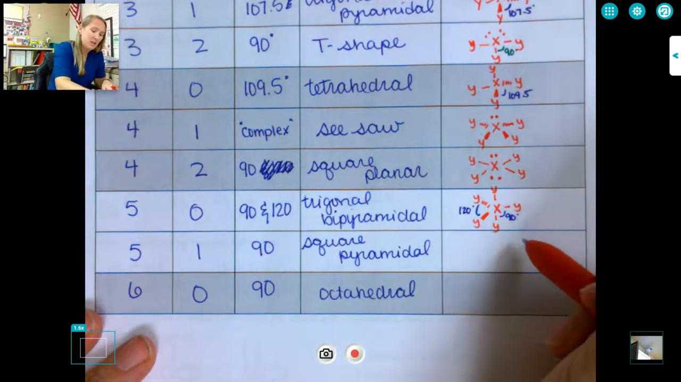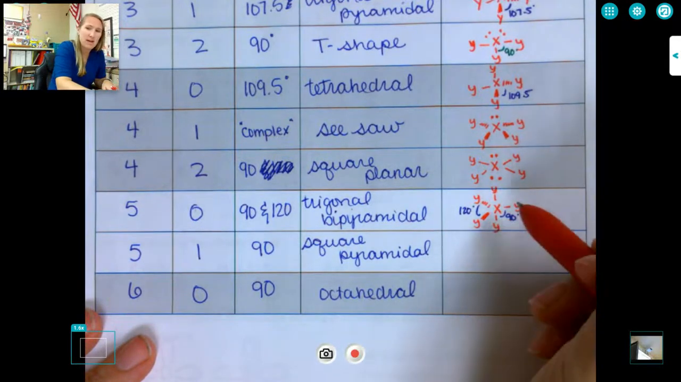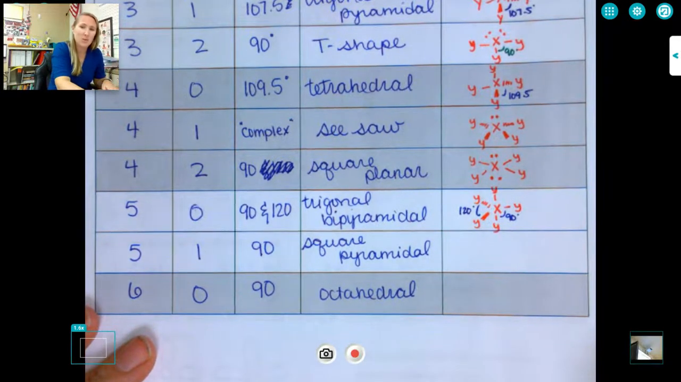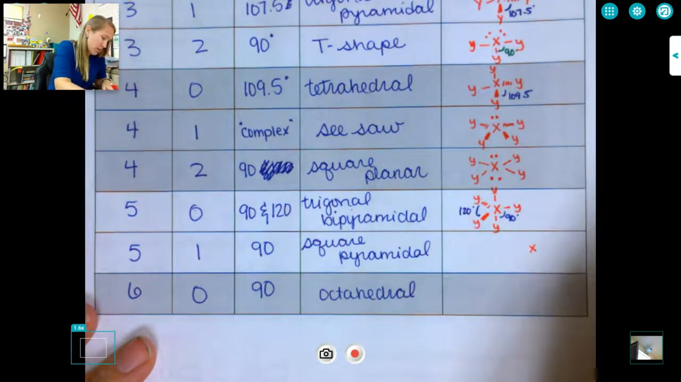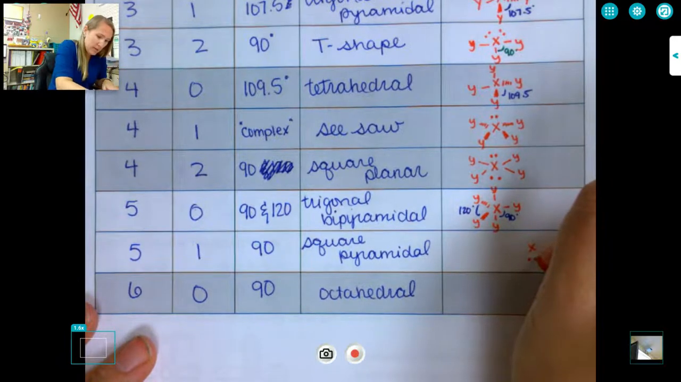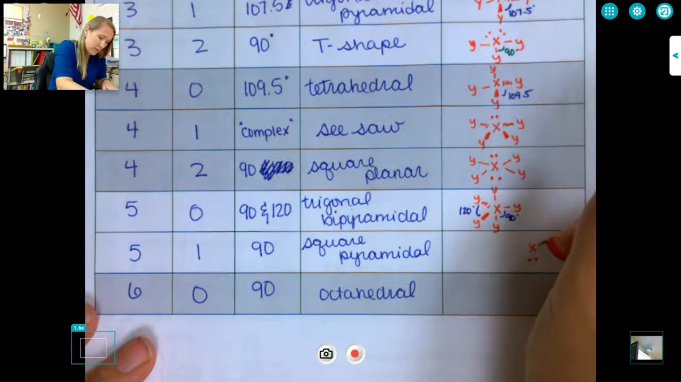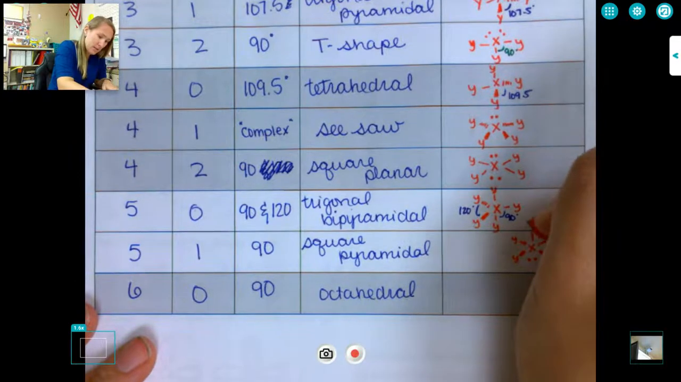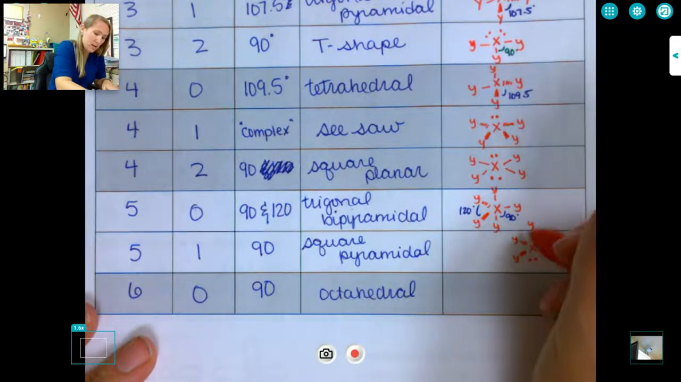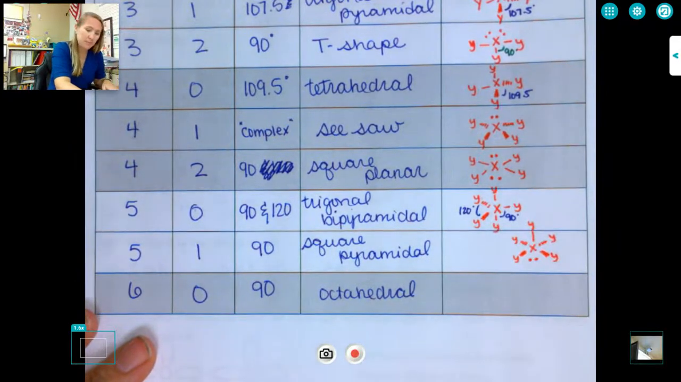Now, if I add in a lone pair, that's going to push one of these up. I'm going to end up with a square pyramid. So I'm going to have my central atom, my lone pair hanging out, and then one's going to go back, one's going to come forward, the other one forward, the other one back, and then one's going to be up top. So this square comes up to a pyramid.